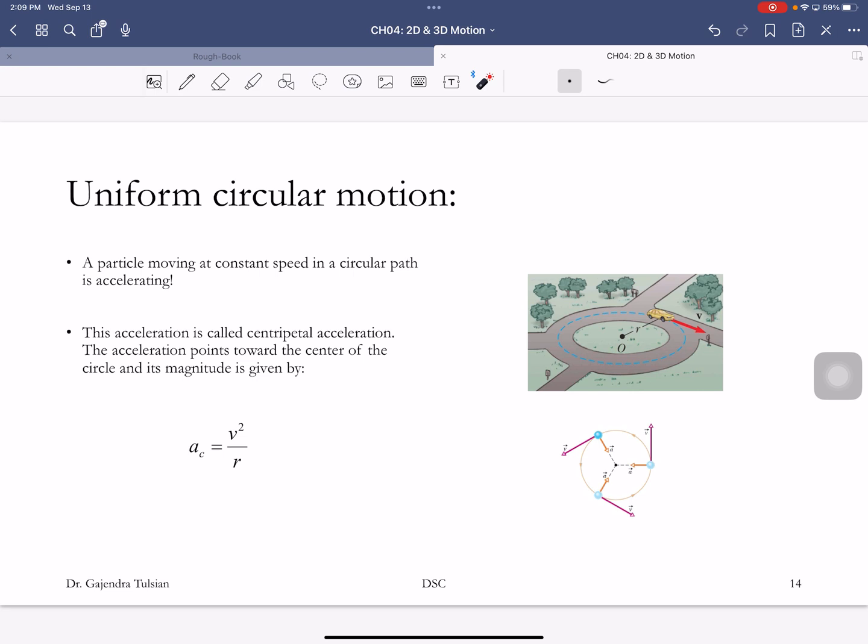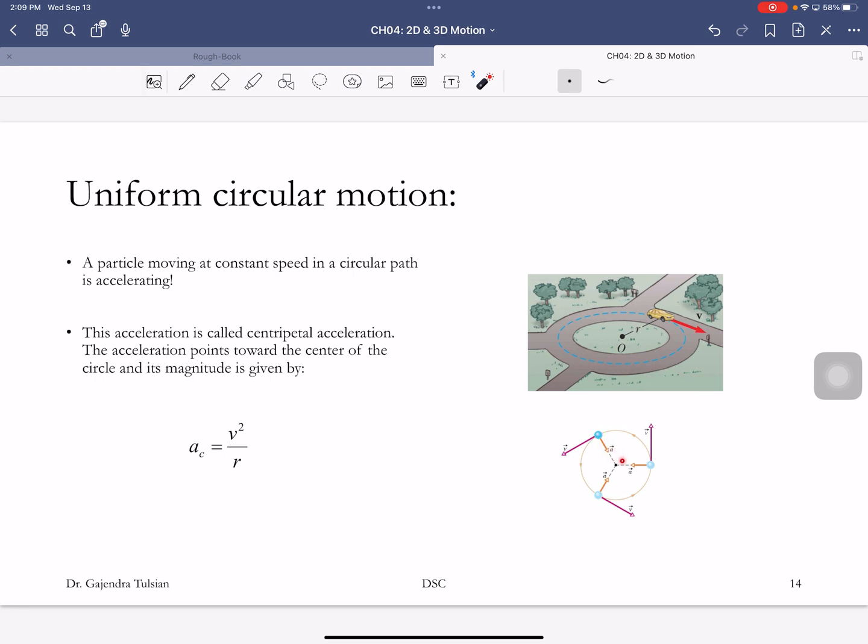Now we'll derive the magnitude and direction of this acceleration. It turns out that the magnitude of this acceleration, the subscript c telling you it's a centripetal acceleration pointing toward the center of the circle, is the speed squared divided by the radius of the circle.